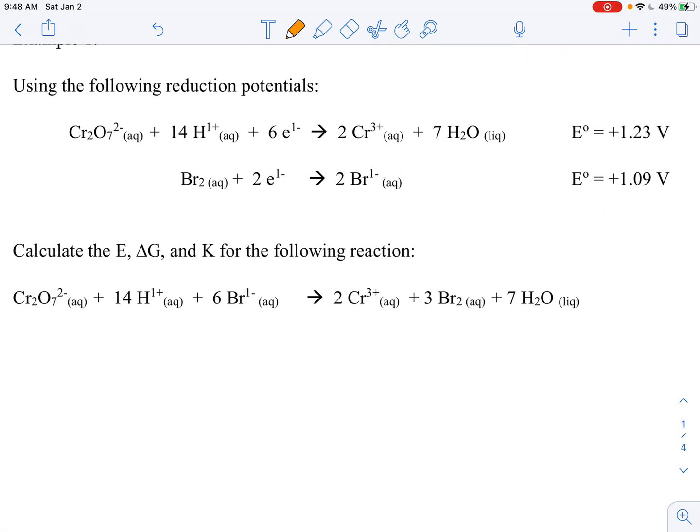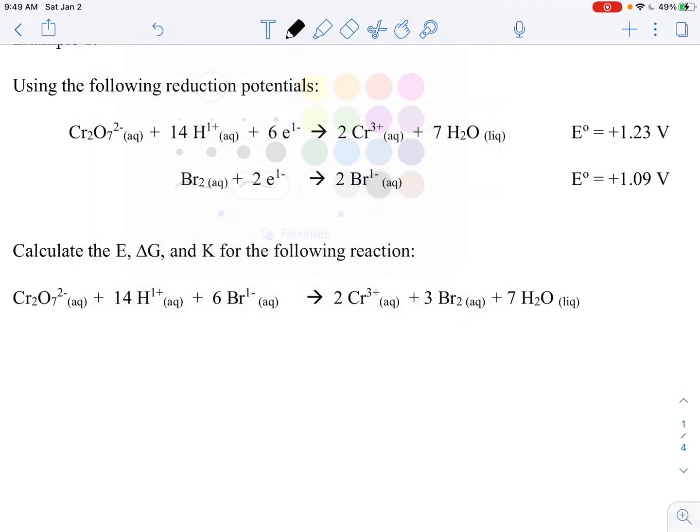All right. So let's get into an example of it. So here's example one. It says, using the following reduction potentials, you're going to want to create a battery and calculate E, K, and G for each of these guys. All right. So first of all, please note that both of these reactions are written as reduction, as you would see on the reduction potential chart, right? Both of the electrons are on the left-hand side.